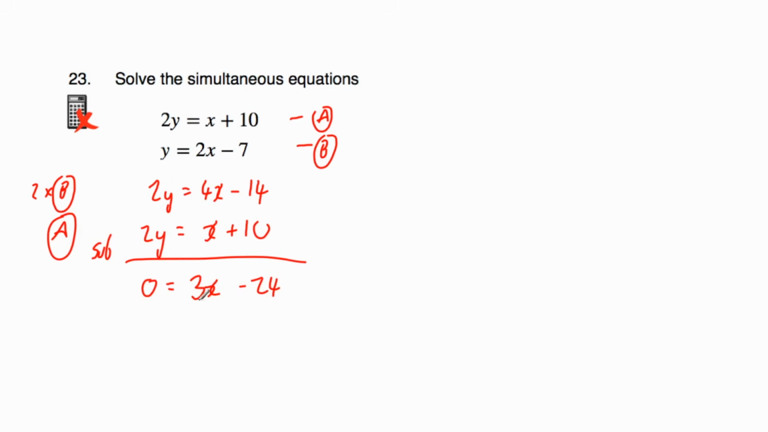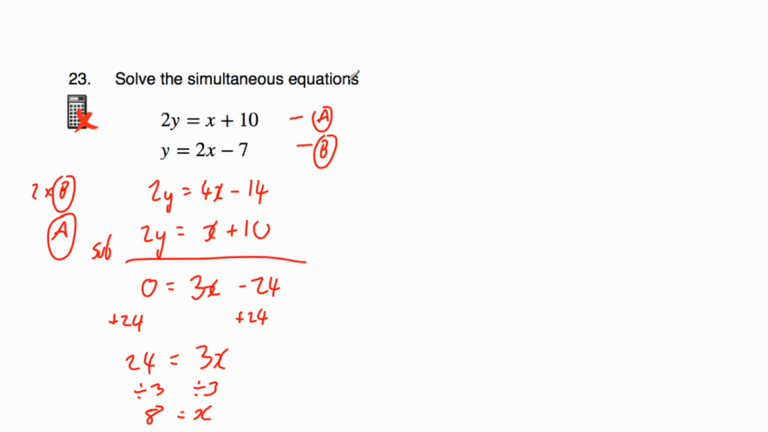Now we want to get x on its own, so let's add 24 to both sides. So add 24 and add 24. So on the left hand side, 0 plus 24 is 24. And on the right hand side, well, we had 3x minus 24. We added 24 to get rid of the minus 24, so we're just going to be left with 3x. So we've got 24 equals 3x. Let's divide by 3 and divide by 3, and that gives us 24 divided by 3 is 8 equals x. So x equals 8. That's great.